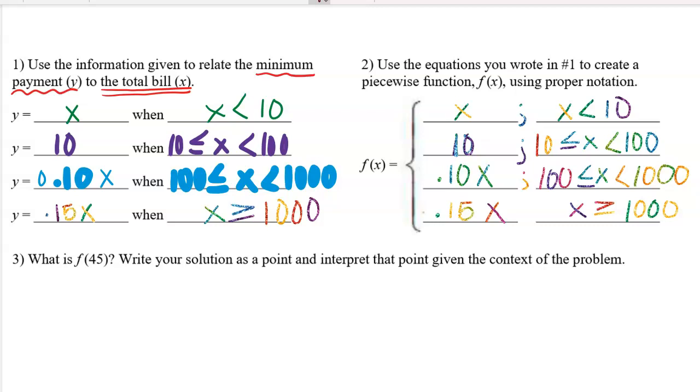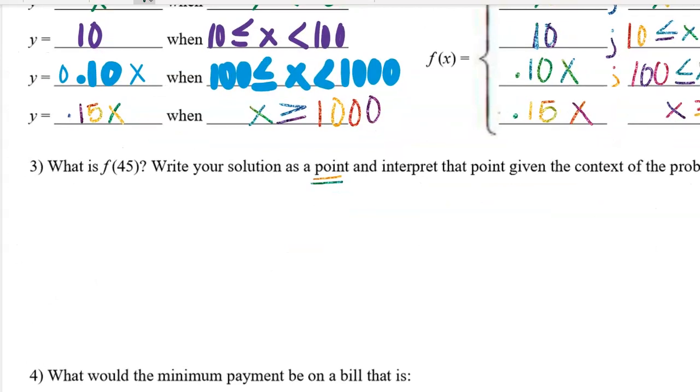All right, Lonnie, can you help us read number 3, please? What is f of 45? Write your solution as a point and interpret that point given the context of the problem. Good. Okay. F of 45, students. Let's find it. Question number 1. 45. Is that X or is that Y?